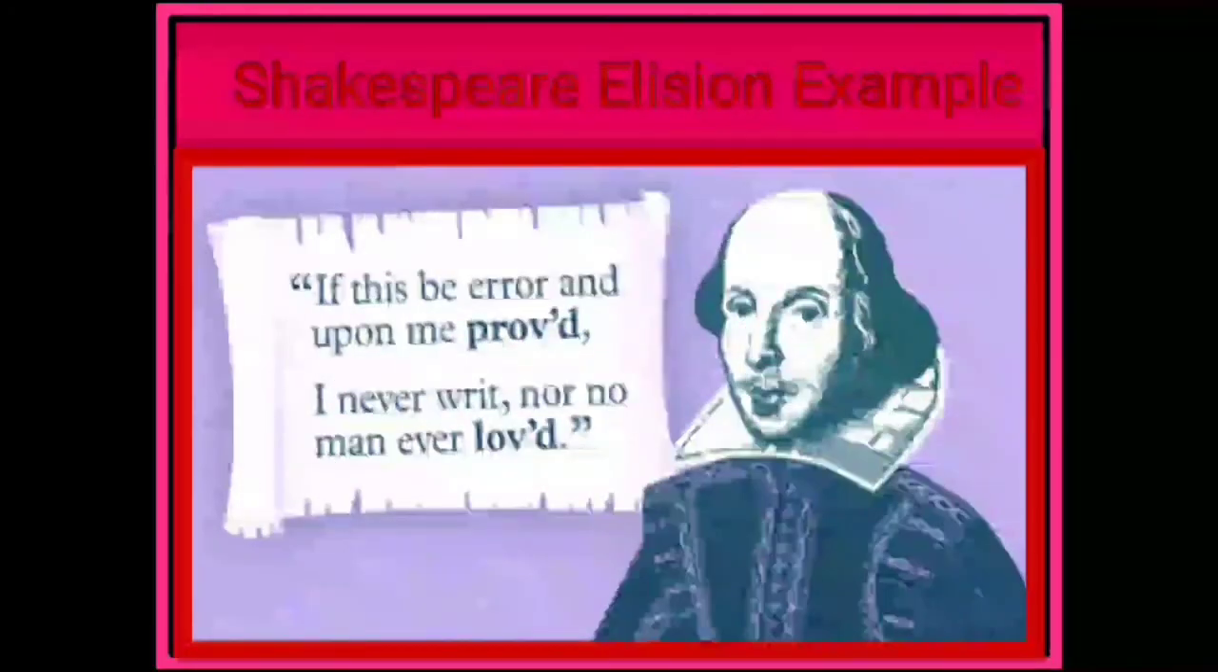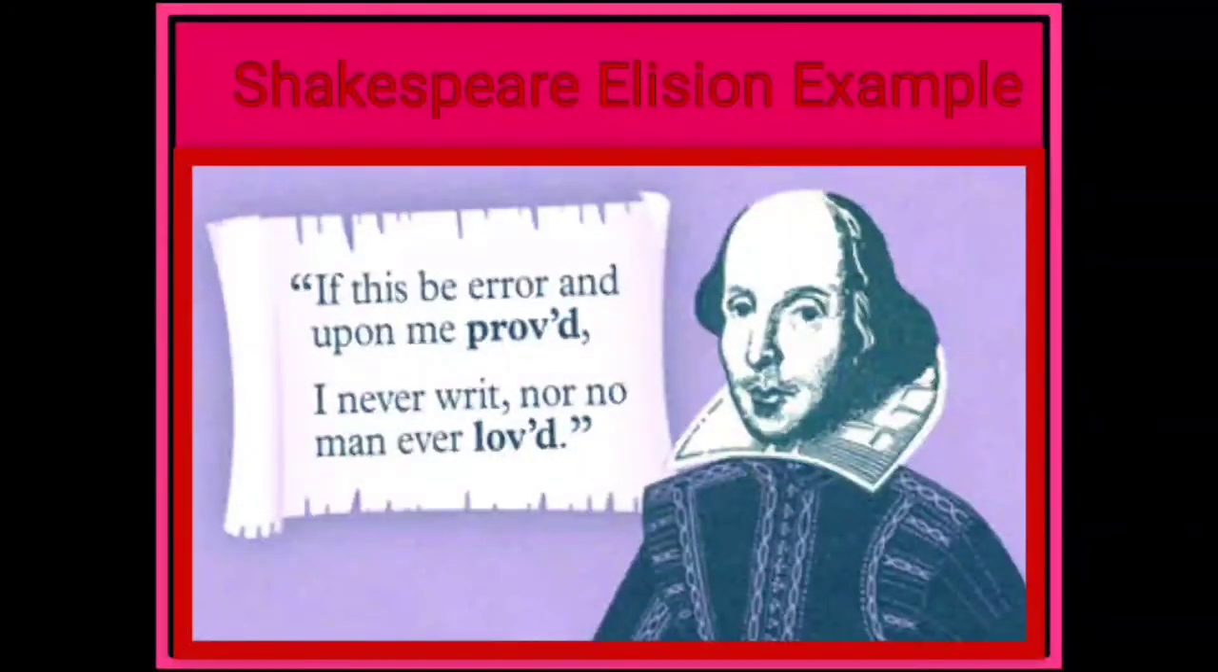The Shakespeare elision example is: If this be error and upon me proved, I never writ, nor no man ever loved. In the first line there is no omission. In the second line, upon be proved, in proved the E letter is omitted, and the same in I never write, the E letter in write is omitted. Nor no man ever loved, the same, in loved the E letter is omitted.